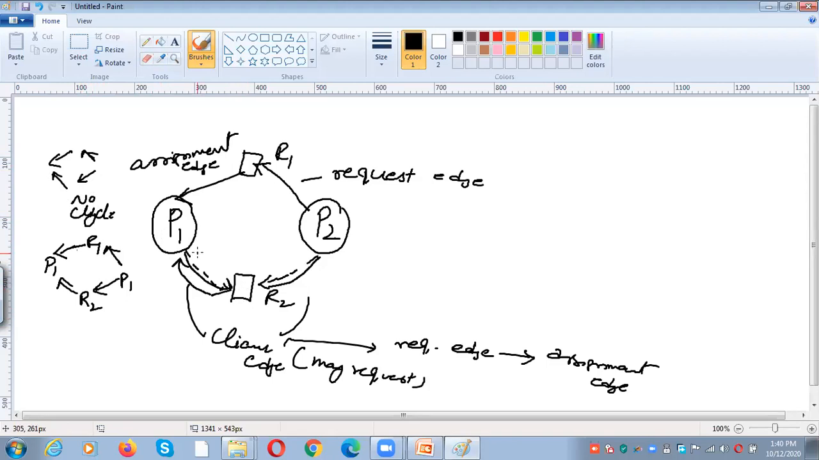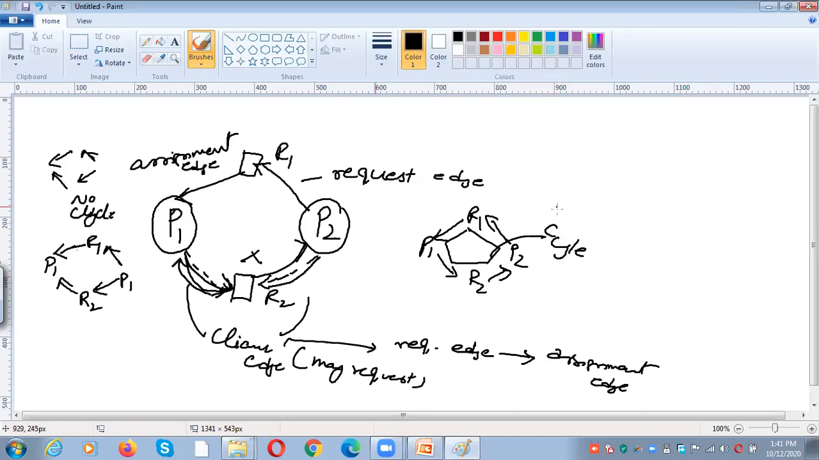Okay. But whenever P1 is requesting R2, you should not assign R2 to P2. If we assign R2 to P2, what will happen? There will be a cycle. Observe here. Okay, this is a cycle, right? Based upon the arrow marks, there is a cycle. So if there is a cycle, automatically what happens? There will be a chance of deadlock.